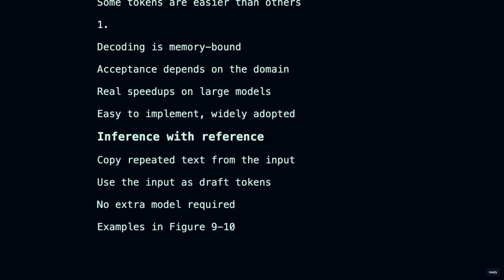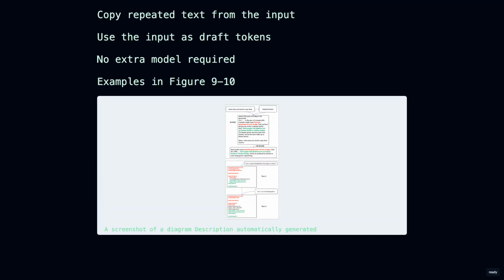The figure shows where copied spans are reused in practice. Look for the highlighted regions, because those are the tokens the system can skip generating from scratch. This image shows two examples of reference-based inference. Notice how the reused spans are highlighted, which makes the copying behavior easy to see.